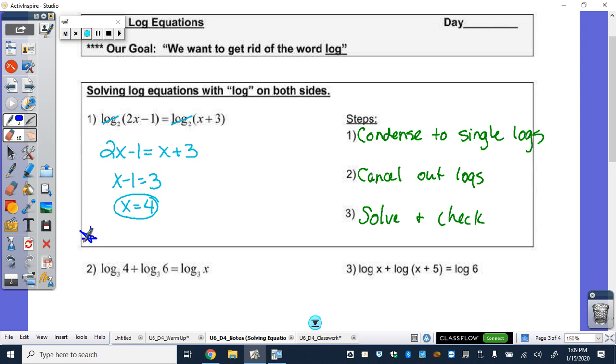One thing to note when you're checking, you cannot take the log of a negative. So that's pretty much all you're checking for: if you take your answer and plug it back into the original, are you taking the log of a negative number? So my 4, if I plug it in here to the 2x minus 1, I'd get a positive 7, so that one's okay. If I put it over here, I also get a positive 7, so that one's okay. So we get to keep x equals 4 as our answer.